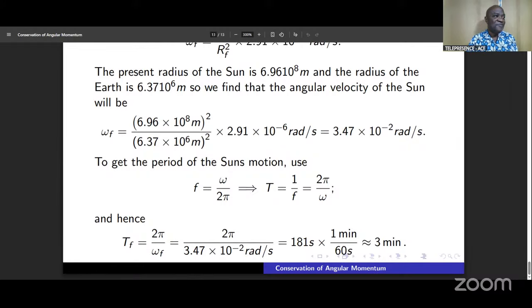So you can see, if the picture that we painted actually happens, so that the sun shrinks to a much smaller radius, then it will take only 3 minutes for it to make one rotation. So you can see the significant difference compared to 25 days.